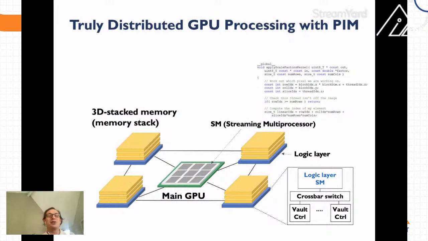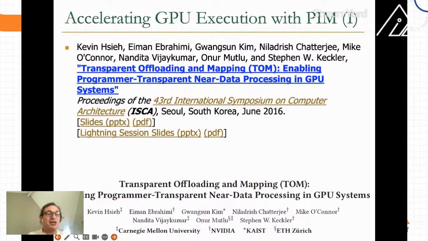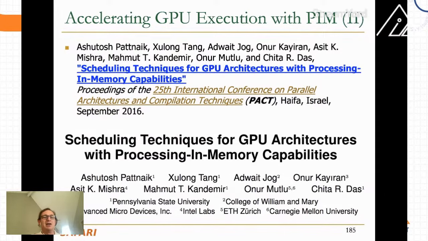So again, you can do a lot of other things. You can offload computation from a main GPU to simple GPUs in the logic layer of 3D-stacked memory. We did this work with NVIDIA, where we showed that you could design a compiler to do this. But if you design the compiler to operate on existing applications, the way we did it at least, you don't get huge performance benefits. You get between 30 to 50%, which is not bad again, but by changing the way we program things, you can get even better, in our opinion. We have other works that talk about how to schedule computation on GPUs with processing-in-memory capabilities.